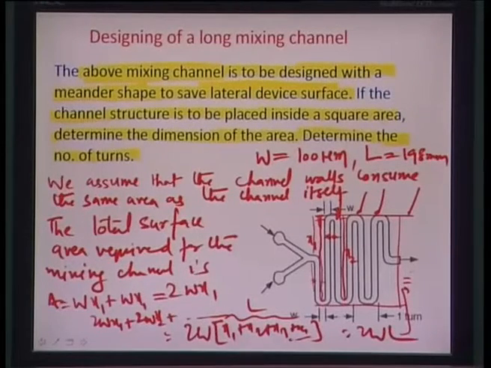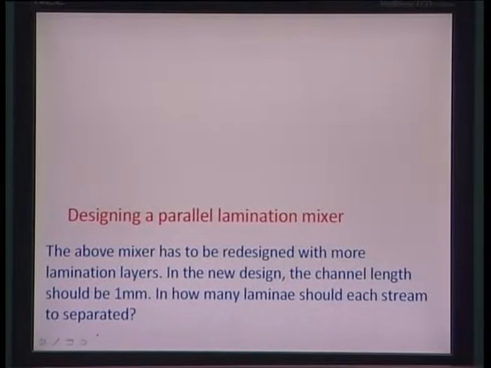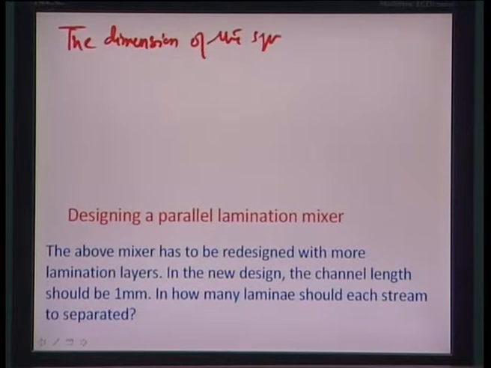And so, therefore, 2WL here comes out to be equal to 3.96 times 10 to the power of 7 micrometer square. So, if you assume the dimensions of this particular area to be A square, because it is a square area, you have A here and A here. So, you are left with 2WL, which is root of this A, where A is the total area that the mixing channel would occupy.